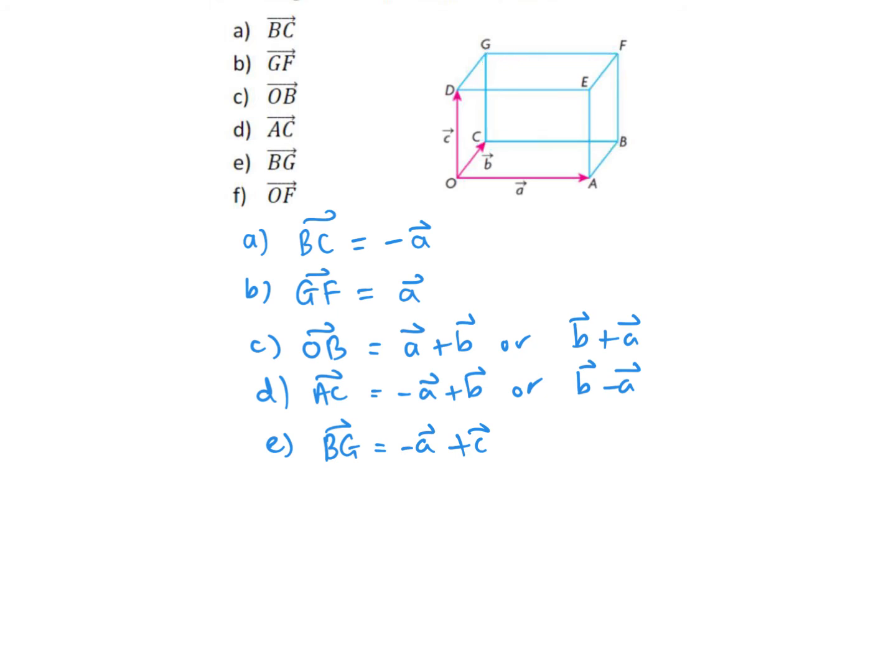All right, and the last one is O to F. So O starts here and F is all the way up here. So there are a couple of ways we could go. I'm going to go across A, then I'm going to go across B, so add B, and then I'm going to go up C. So it would be equal to A plus B plus C.